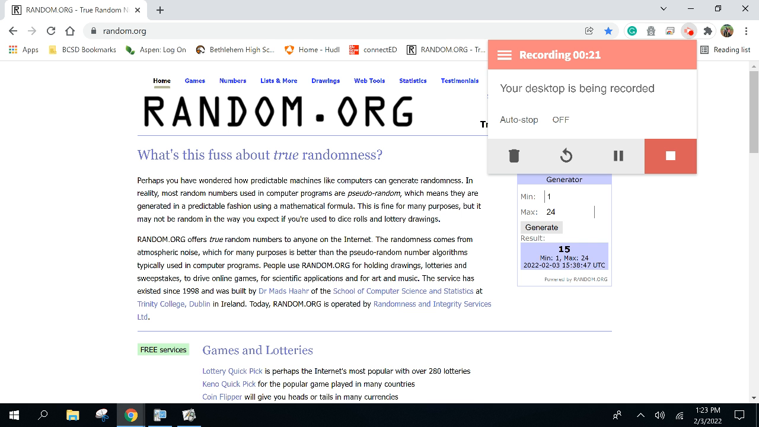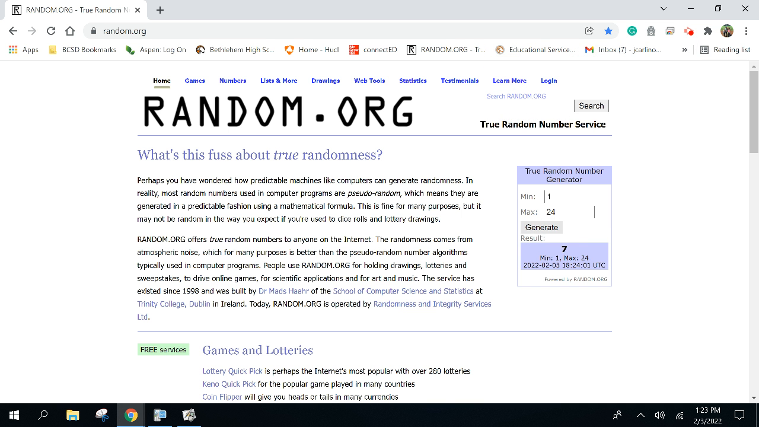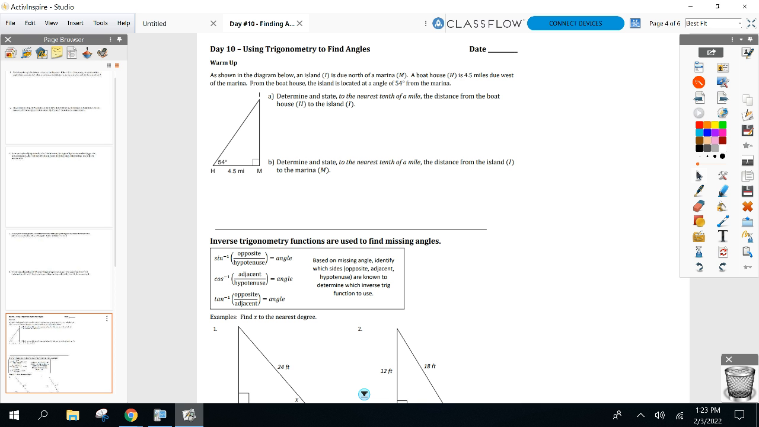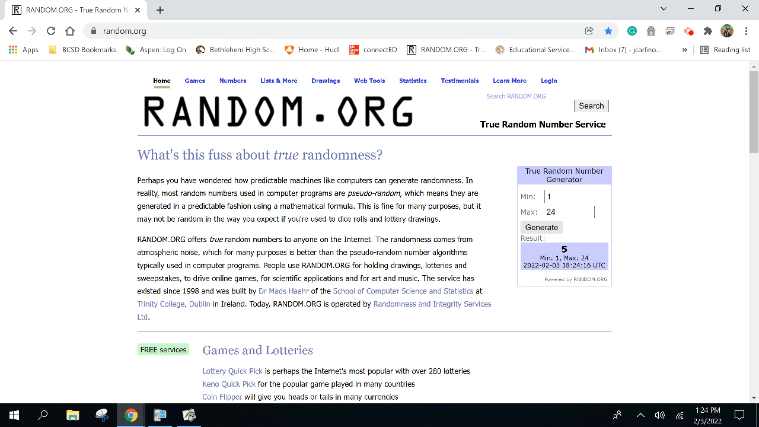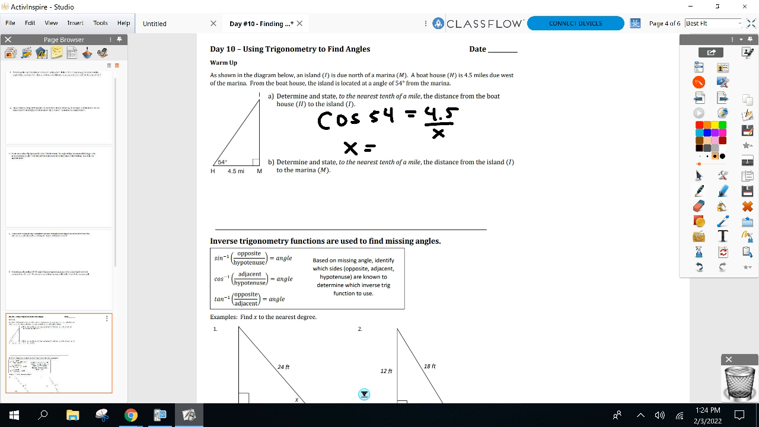All right, ready to roll? Part A, what ratio did you use? Cosine, absolutely. We should add cosine 54 equals 4.5 over x. And rounding to the nearest tenth of a mile, x should have been 7.7. Again, get in the habit if you're not already: I have units on my answer. Miles.